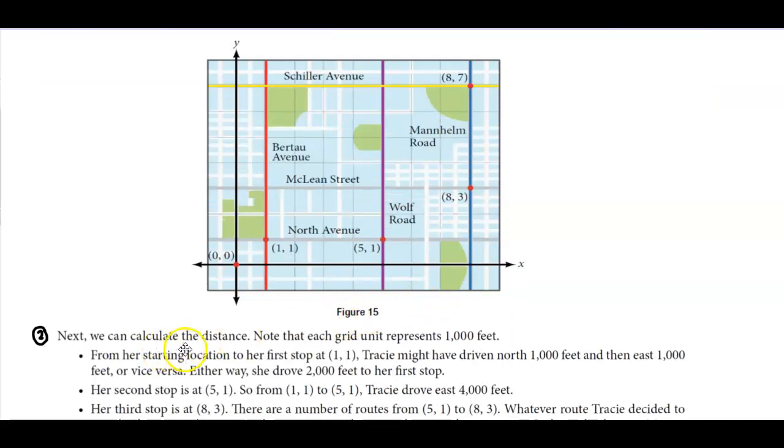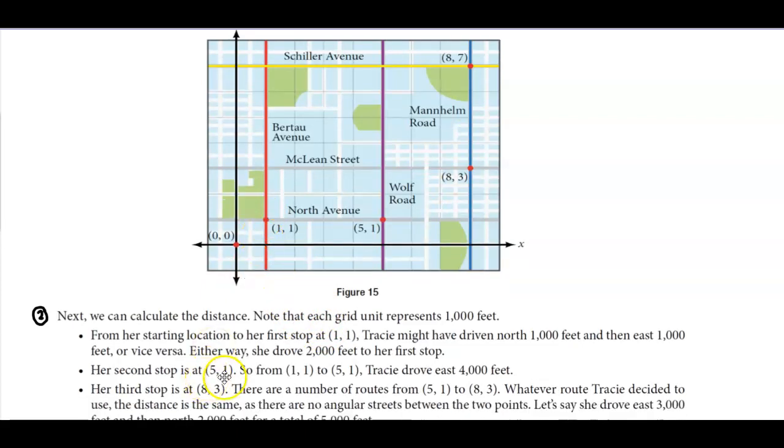Next, we can calculate a distance and note that each grid unit represents 1,000 feet. So from her starting location to her first stop at (1, 1), Tracy might have driven north 1,000 feet and then east 1,000 feet, or vice versa. Either way, she drove 2,000 feet to her first stop. So she could have driven this way 1,000 and then up here 1,000, or she could have gone up this way 1,000 and this way 1,000. Regardless, she has driven 2,000 feet to get to (1, 1).